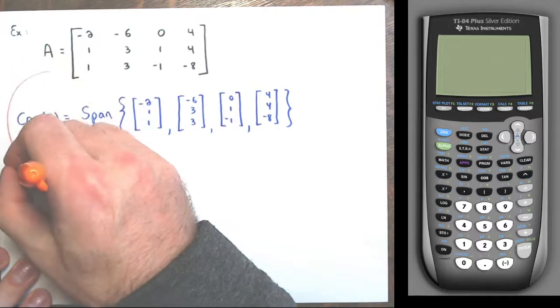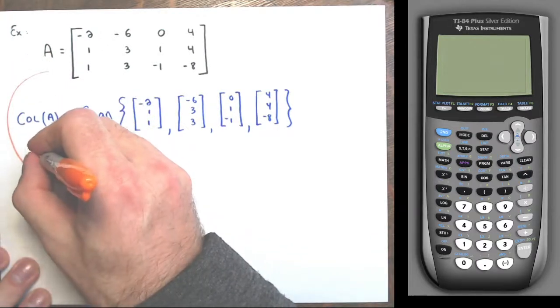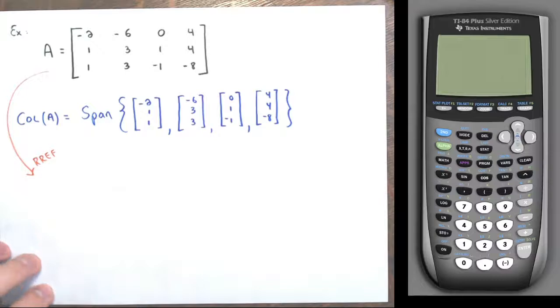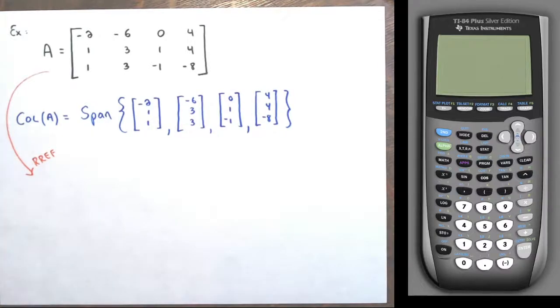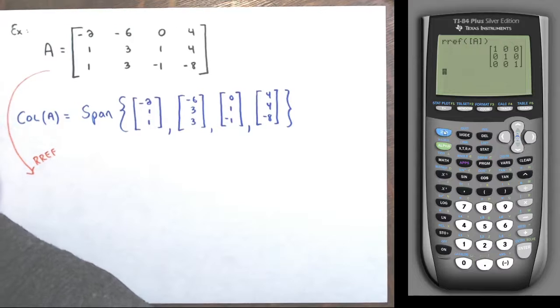But I'm going to do what I do for every example. So we're going to take this matrix, put it in reduced row echelon form, and then, from there, very easily determine a nice basis for the column space. All right, so let's go back to the matrix here on the calculator.